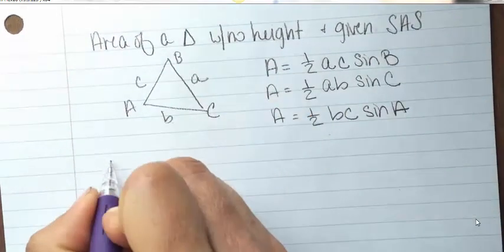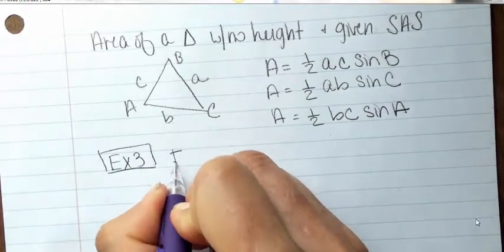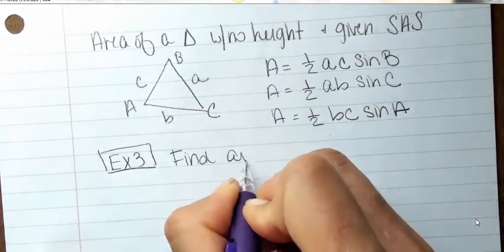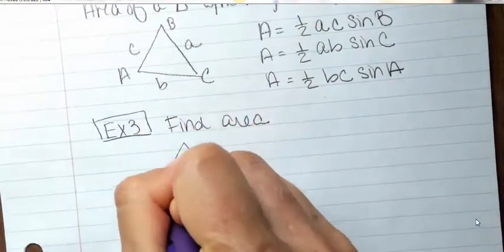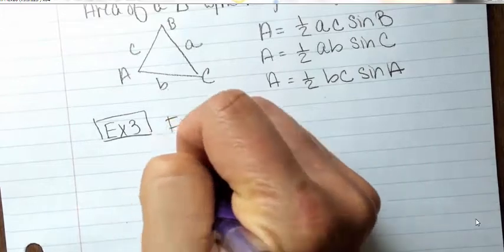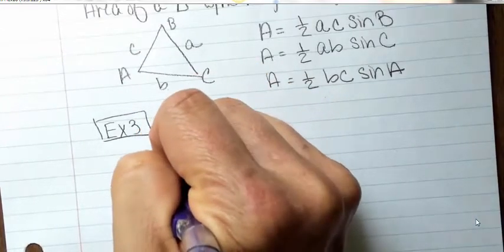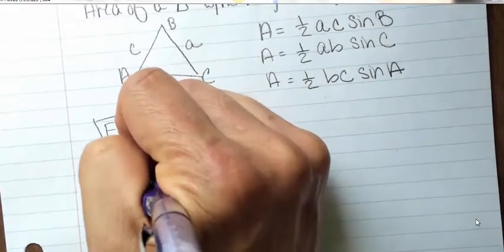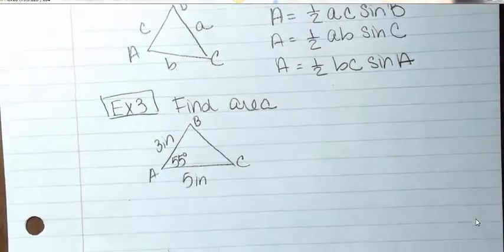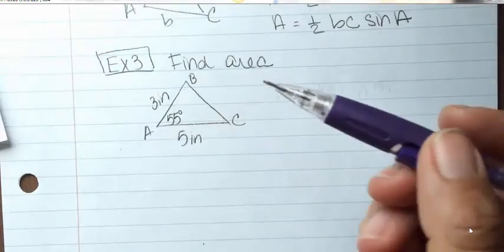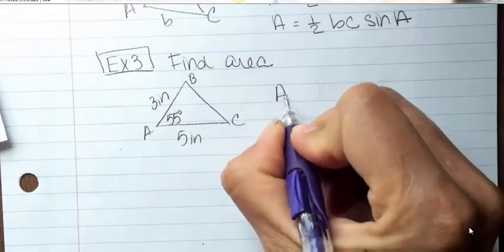All right, so let's do an example with this. We're going to find the area of the triangle we've been given. You have angle A is 55 degrees. This side is 3 inches, and this side is 5 inches. I realize I have side, angle, side. So to find the area, it's really simple.